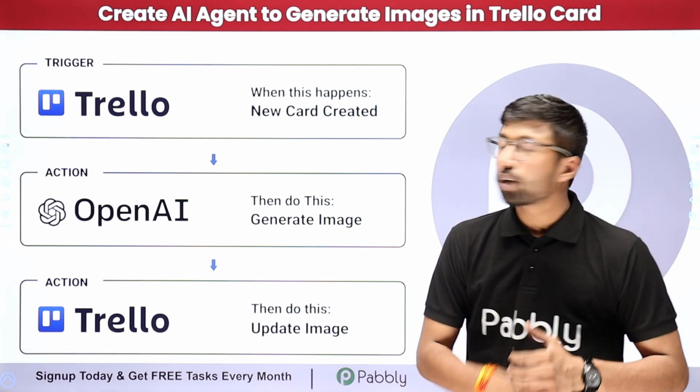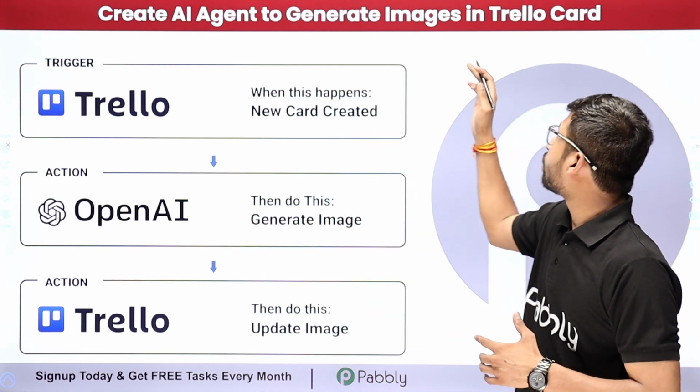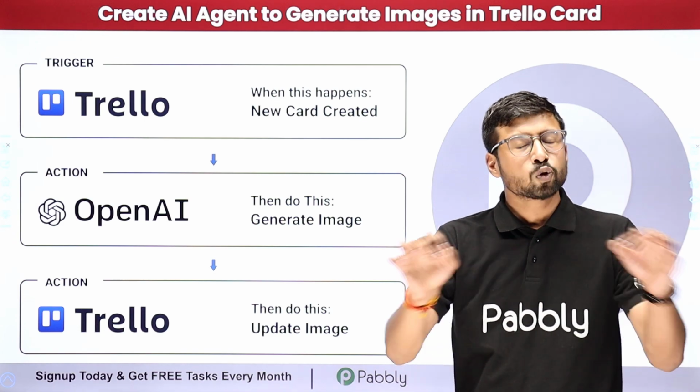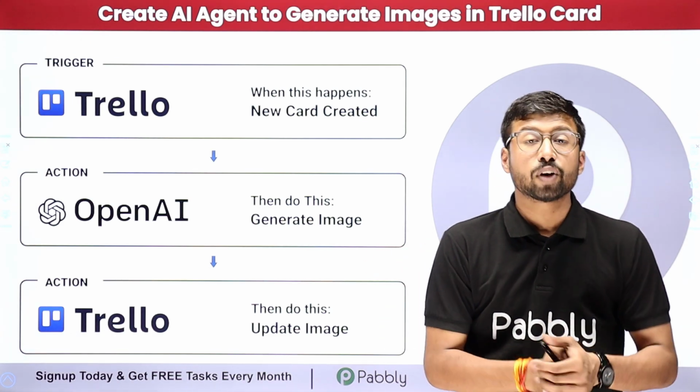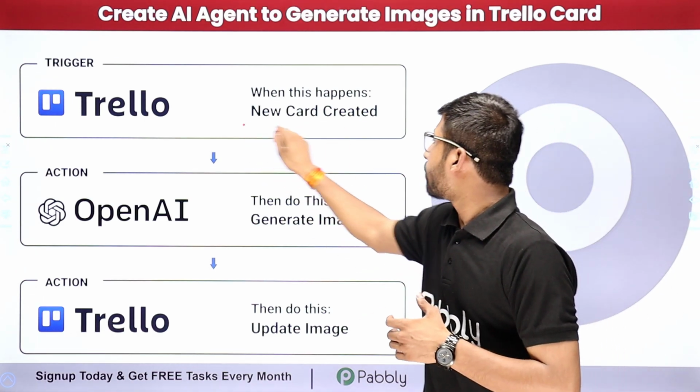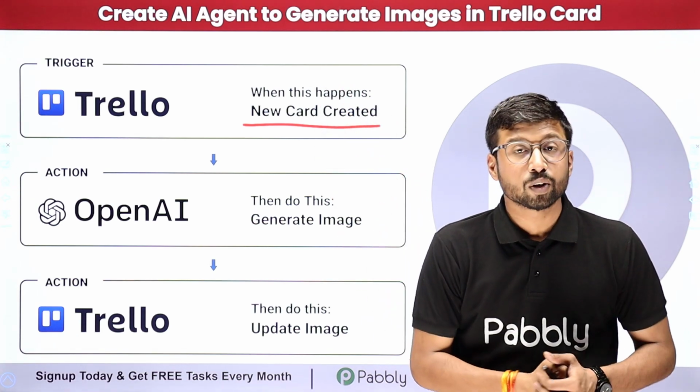So in this video, we are going to learn how to create an AI agent to generate images in a Trello card. We are going to create an AI agent for Trello, which will capture the details of the new Trello card which we are creating in our Trello board.